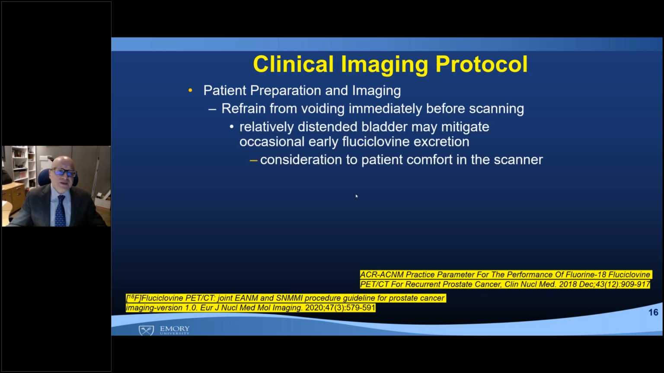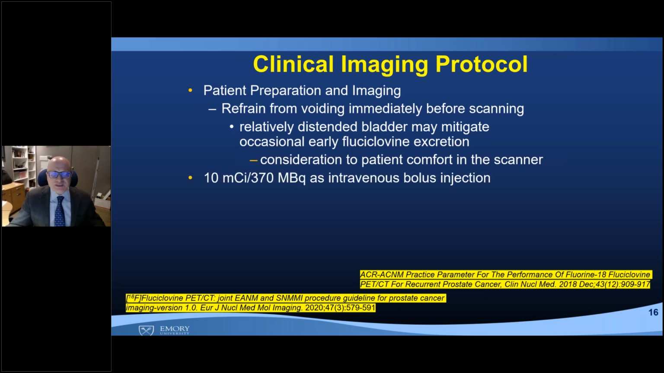First, we think it's important to have the patient refrain from voiding immediately before going on the table, getting injected and scanning, because a relatively distended bladder may mitigate the occasional early fluciclovine accretion. So if you can, have the patient not void for about 15 to 30 minutes before the scan. Of course, patient comfort in the scanner is more important.